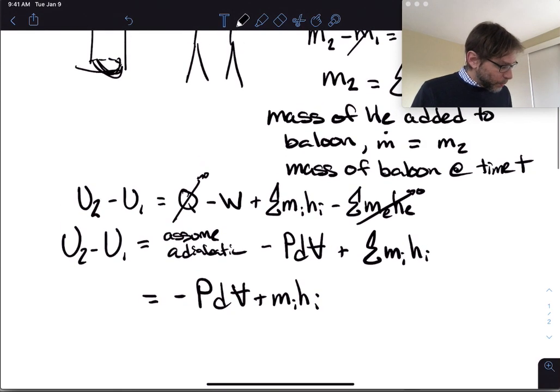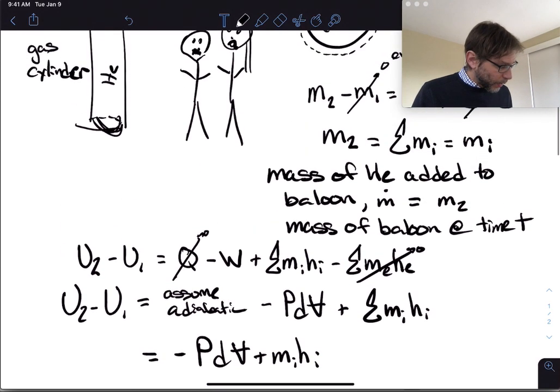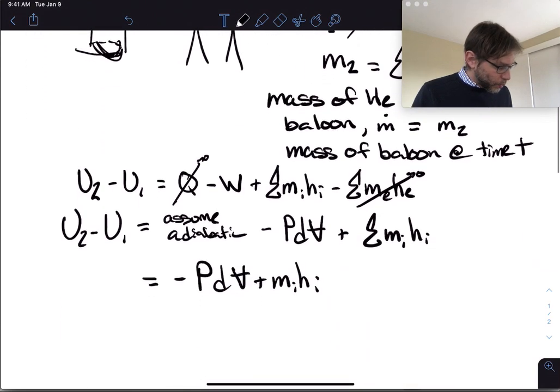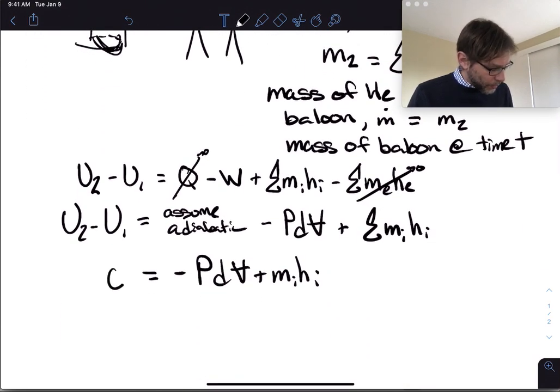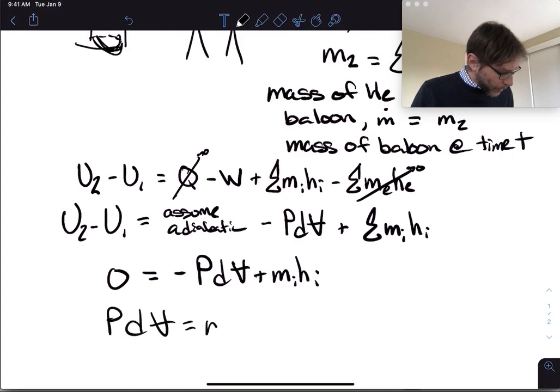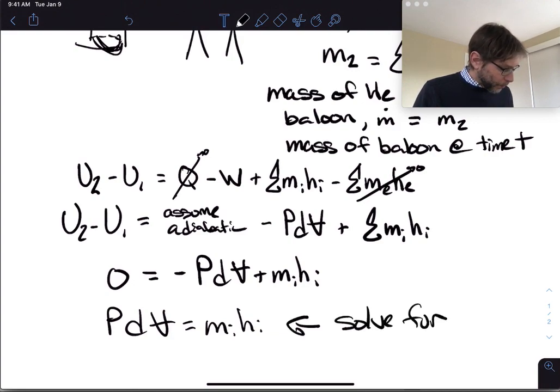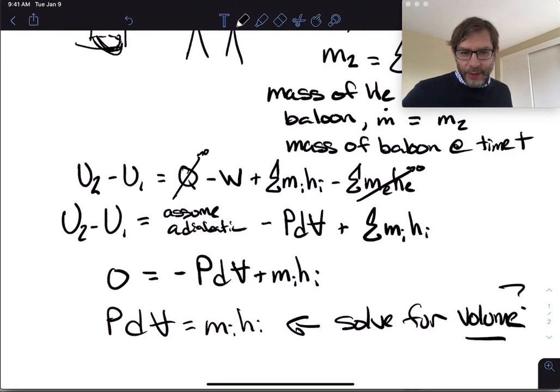Now, if we assume that the temperature is pretty much constant, then we can say this is 0, and then we can say PdV equals m_i h_i. And in this way, we can maybe solve for the volume, right? All right. That's a cool example.